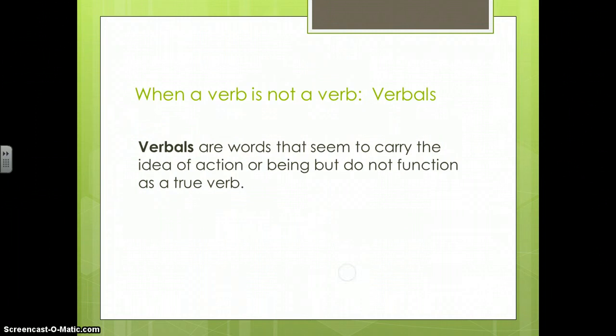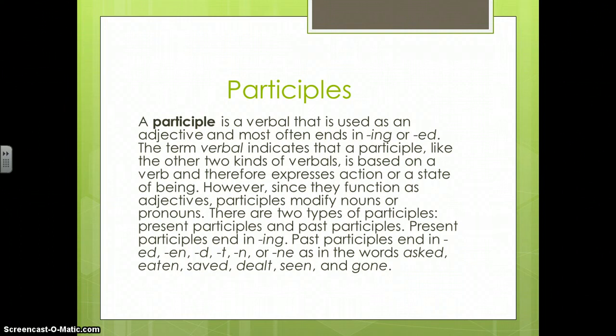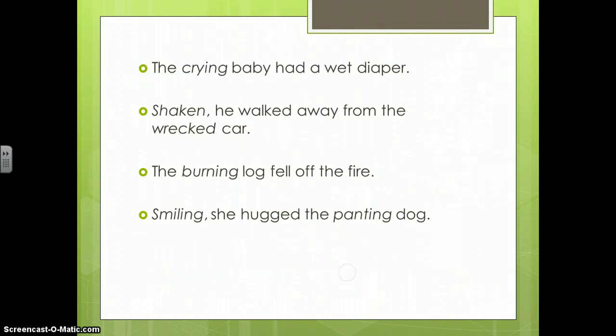past. There are some instances when verbs are not actually a verb and they are used to seem to carry action, but they do not function as an actual verb, and these things are known as verbals, and these you'll have to be on the lookout for when you are unwrapping each of the math standards. They may be participles and could show up having ing or ed, such as crying, shaken, burning, and smiling in these sentences.